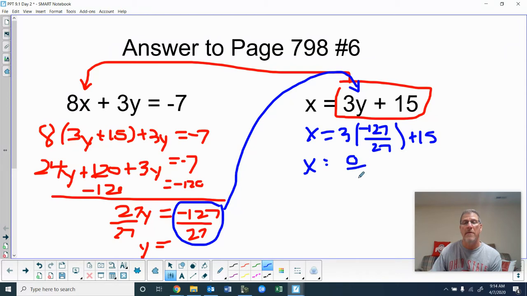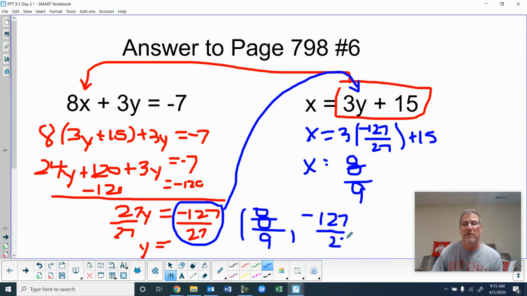Let's get that to be an 8 ninths. Not the best at using my mouse to draw my numbers. So it'd be 8 ninths for my x value. 8 ninths. And then negative 127 over 27. Again, if you wrote it as a decimal, that's okay. So just want to go over that one with you because some people had a little bit of struggle with that, it looked like, on your homework.